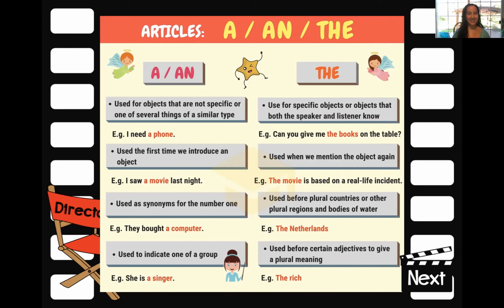It's getting easier. We also use the definite article the before certain adjectives to give a plural meaning. For example, the rich. It's not you are rich. We are talking about in general because it's more than one, but not general as an article. We are talking about the plural meaning of rich. The rich is plural. We wouldn't say the riches, but some people do. That would be up to you. You let me know.